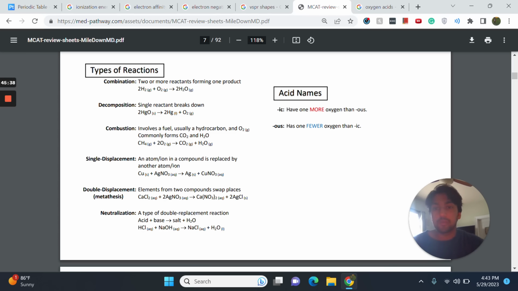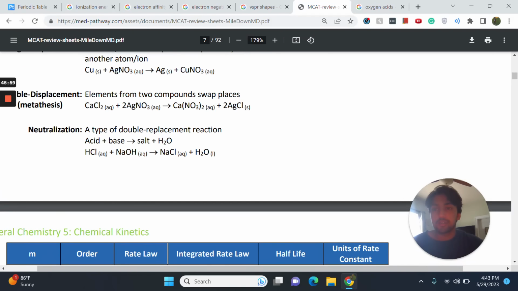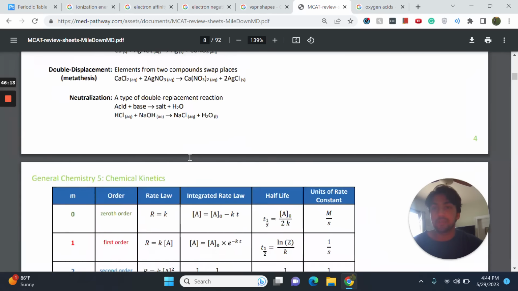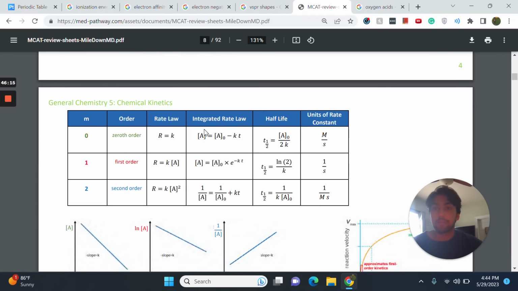Single displacement is when we have a compound like AgNO3, and we replace the Ag with Cu, right? So that's single displacement. Double displacement is when we just swap around these. So calcium chloride and silver nitrate, you kind of switch up the calcium and the silver. Okay, the next thing is neutralization, which is when you have an acid, hydrochloric acid, and a base, sodium hydroxide. You add them and you get a salt, NaCl, and water, H2O. That's called a neutralization reaction. You had an acid and base, and you just result with a salt and a water.